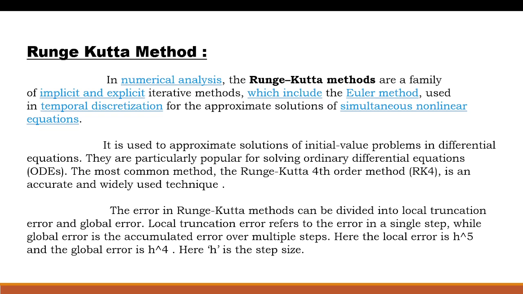The error in Runge-Kutta methods can be divided into local truncation error and global error. The local truncation error refers to the error in a single step, while the global error is the accumulated error over multiple steps. Here the local error is h to the power 5 and the global error is h to the power 4, and here h is the step size.